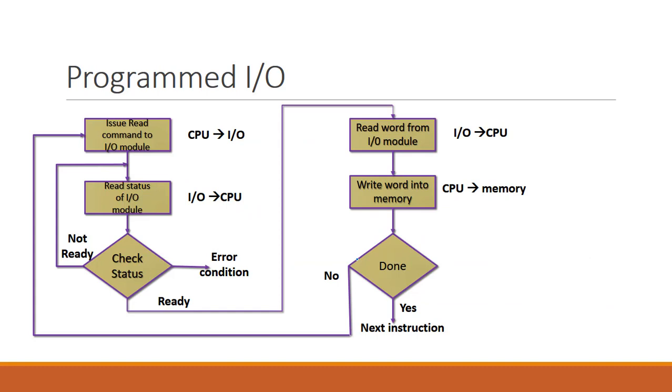This is a flowchart of programmed input output. Here you can see the CPU issues a read command to the input output module. That means the CPU fetches the instruction register, takes an input output instruction, and issues the read command to the input output module. After that, the CPU checks the status of the input output module, that is, whether the peripheral device connected to it is ready or not.